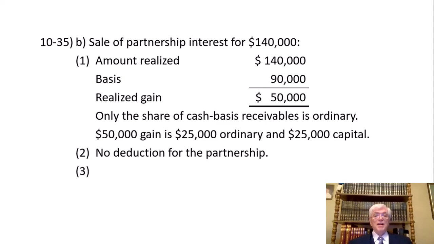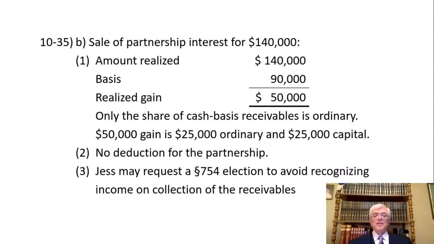Well, now Jess is the one paid extra for these assets which have a book value less than their actual value. So Jess requests a 754 election to avoid having to recognize income on the collection of the receivables. That's going to be the biggest deal for her. And it also will raise the basis of the land and put some goodwill on the books.